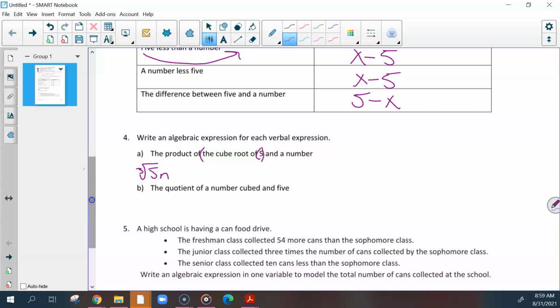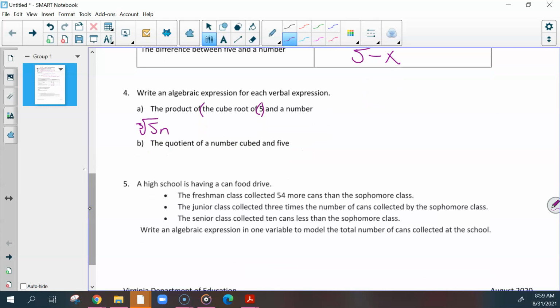I think I may have, when I walked around, said that they're both underneath, but I think it's just the 5. Yeah. Right. And then B, the quotient of a number cubed and 5. Go ahead, Felix. X cubed.